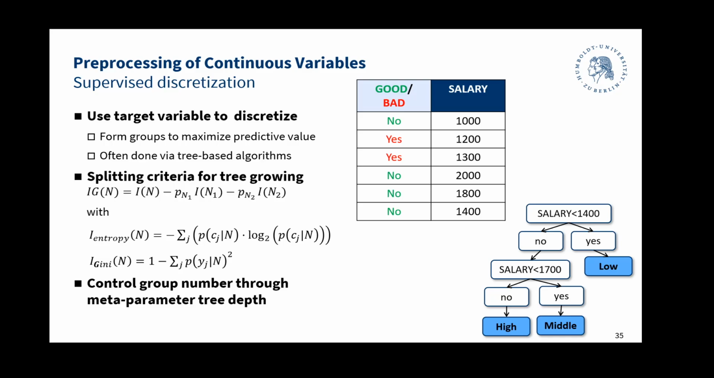And because the tree uses the target, that is a supervised approach. And if you constrain your tree to some maximum depth, you can immediately govern how many bins you want to obtain in the end. The maximum depth of the tree will determine how many splits are performed, and therefore it will determine how many bins you obtain in the end.